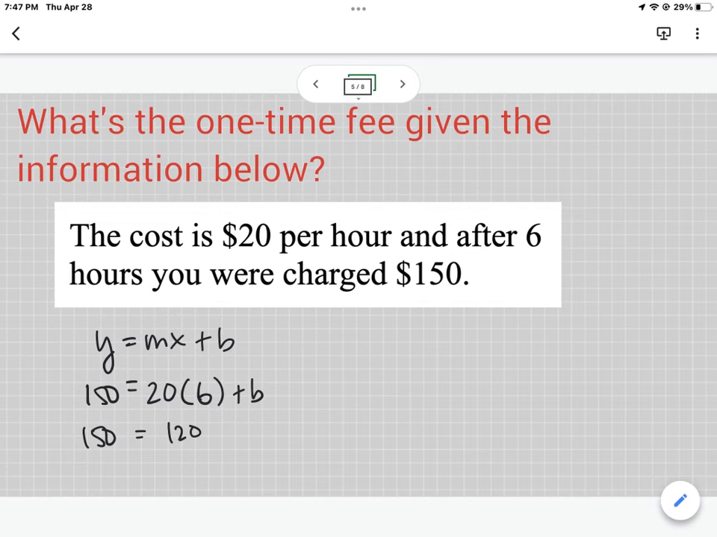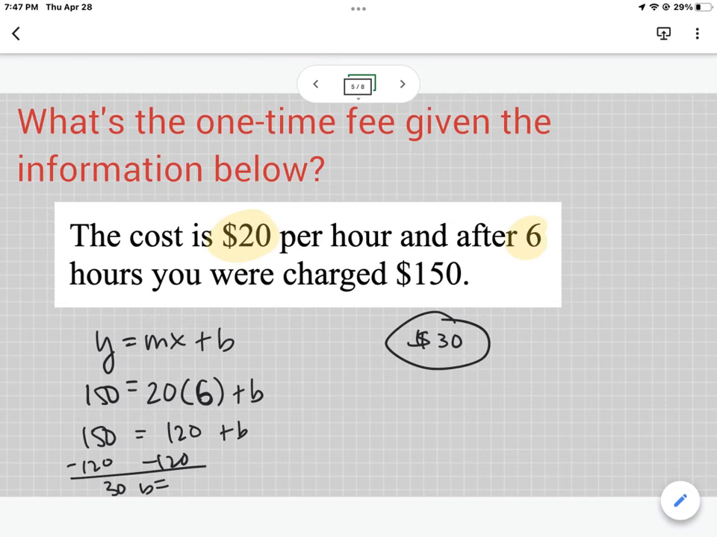6 times 20 is 120 plus b. Minus 120 from both sides, and I'll get a b of 30. So my one-time fee is $30. The other way I can think about this is, wait a minute, I'm going for 6 hours at $20 per hour. That should have been $120, but I actually paid $150. That means there's a difference of $30 that I paid, and that must have been my one-time fee.